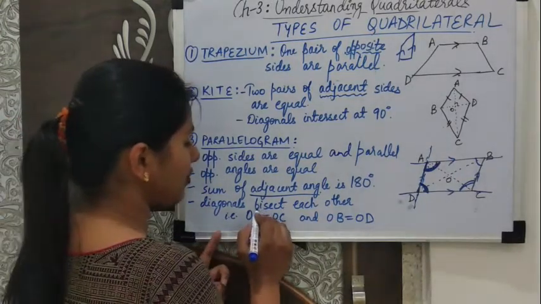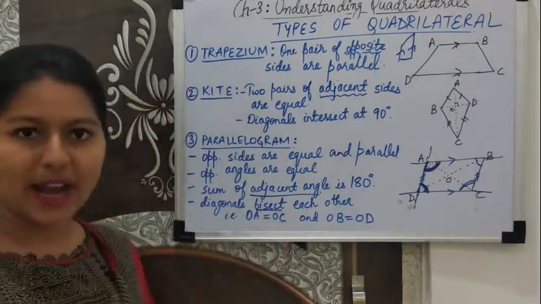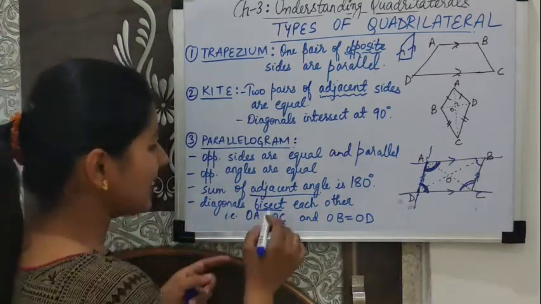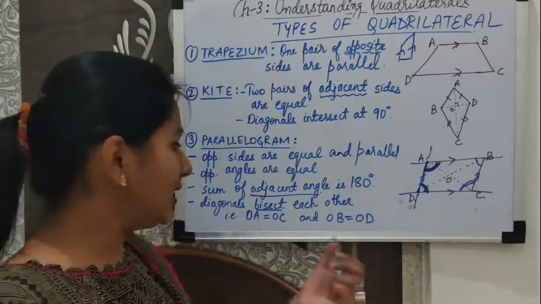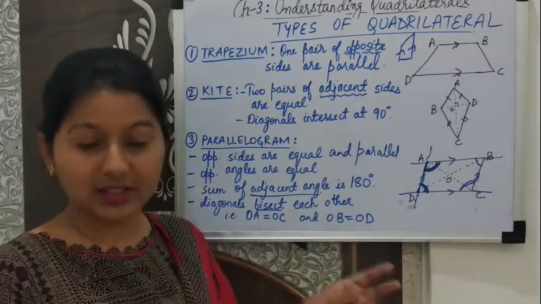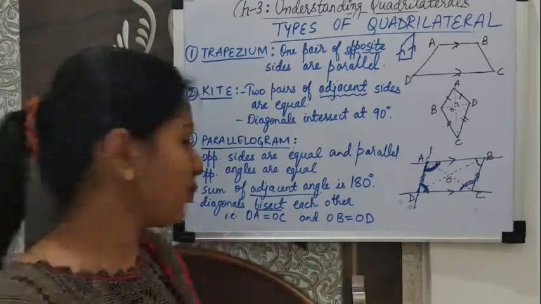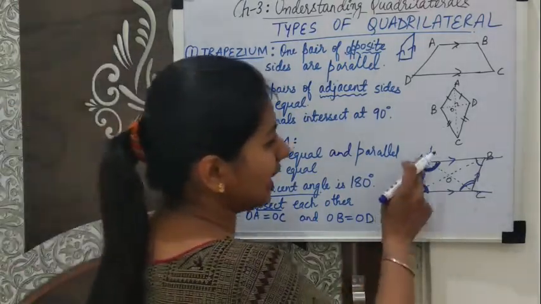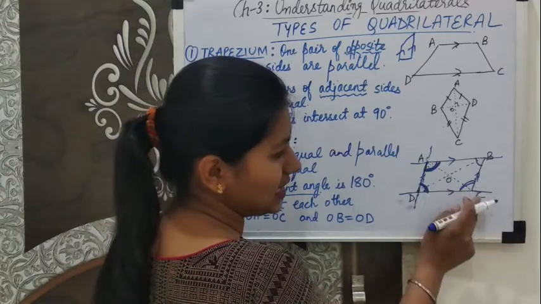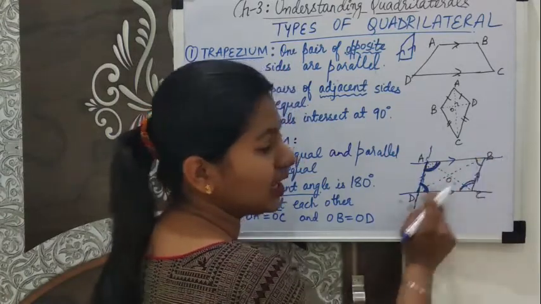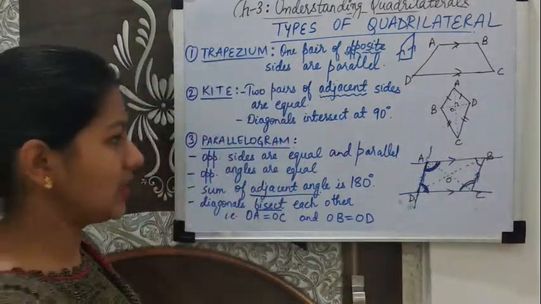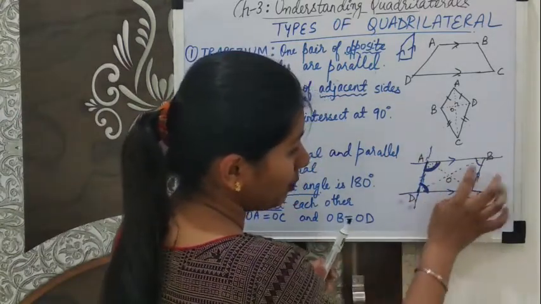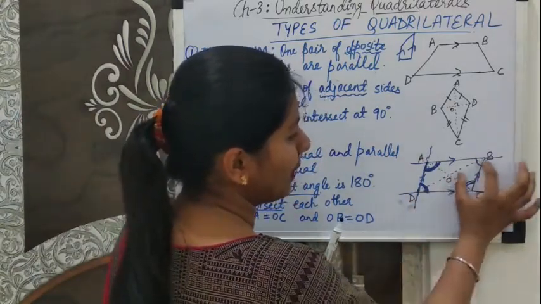Now, what is the meaning of bisect? Bisect. Bi means two. Sect means cut. So, bisect means two cut. And these are not normal cuts. These are two equal cuts. So, diagonals bisect each other. मतलब अगर इसमें कितने डायगोनल दिख रहे हैं आपको? AC एक डायगोनल है और एक डायगोनल क्या है BD, दो डायगोनल्स है. तो जो AC वाला डायगोनल है वो BD को two equal parts में कट कर रहा है.